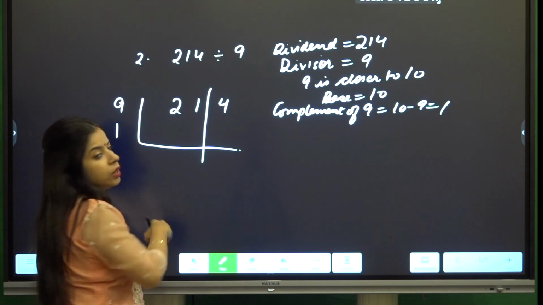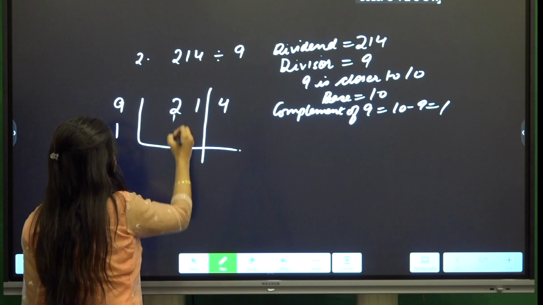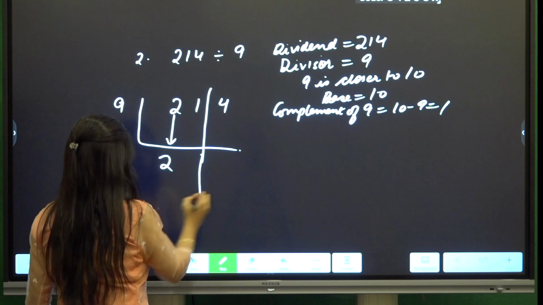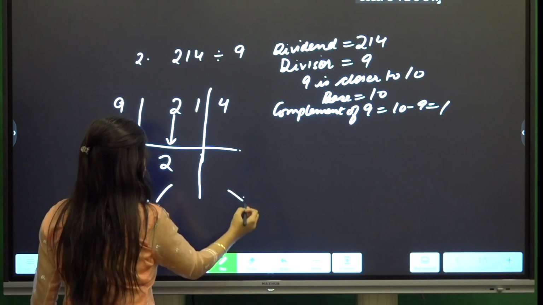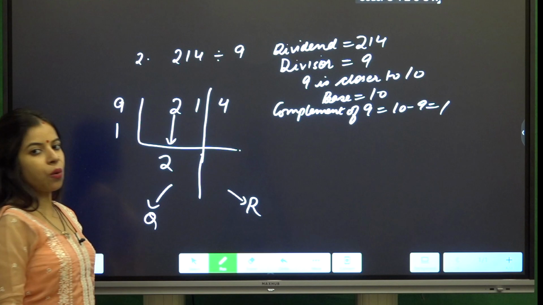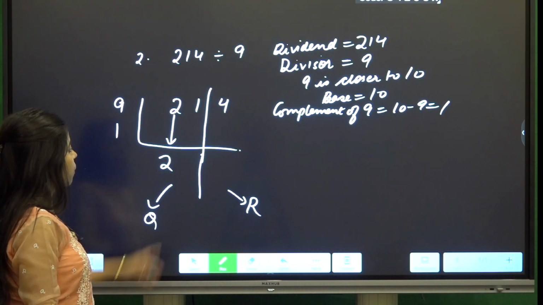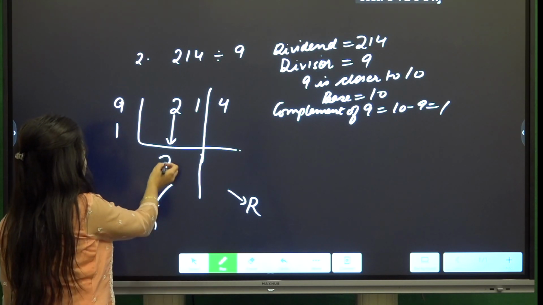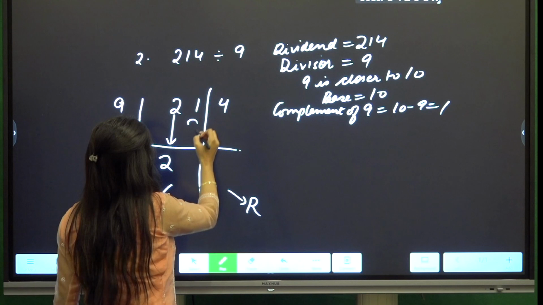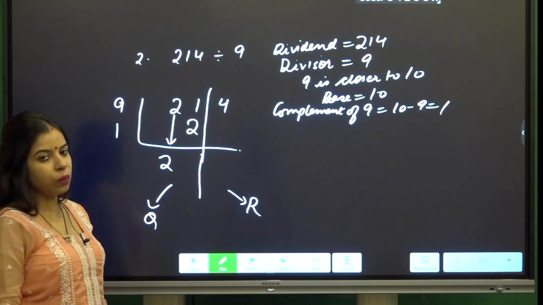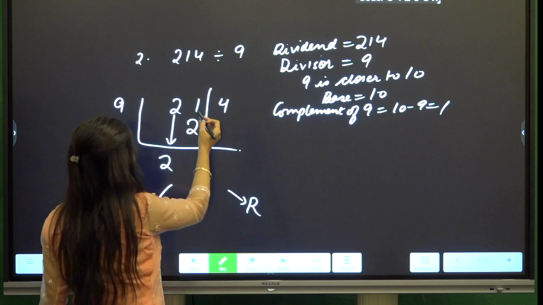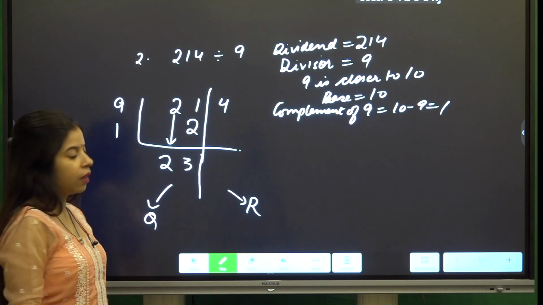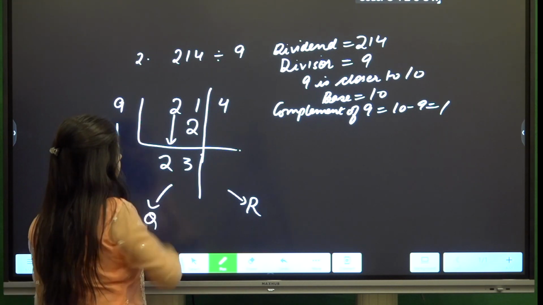First digit of the number I am going to carry down as it is. Okay, and this is going to give me the quotient part, this is going to give me the remainder part. So, for the second number I am going to multiply 2 with the complement, which is 2 into 1, 2, and I am going to place it below 1. This is 1 plus 2, 3. Okay. Again I am going to multiply 3 with the complement 1.